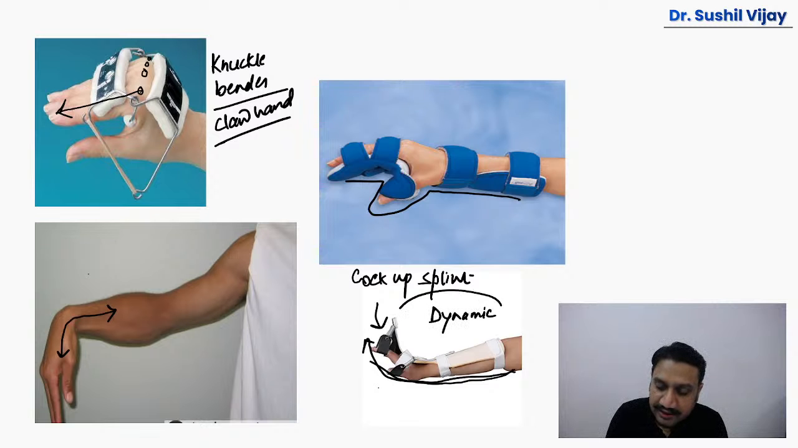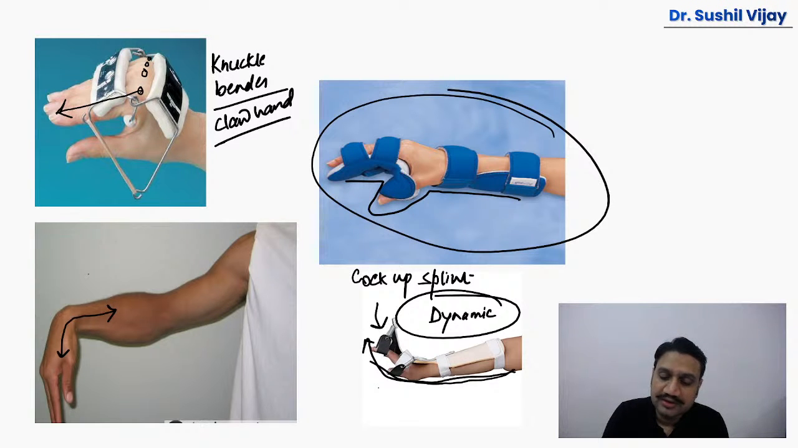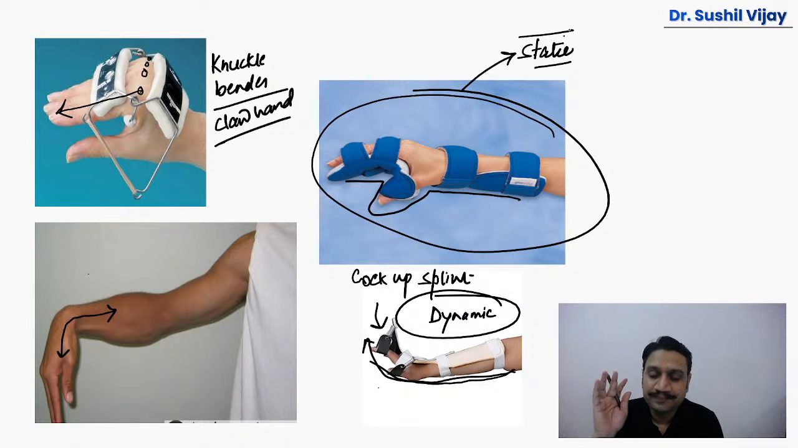Again, I'm telling you, this is a very, very potential question for your exam: the dynamic or the static. So the upper one is the static splint. If it is supposed to be there, it is there. Fixed means fixed, no change. Dynamic means which can be mobilized.